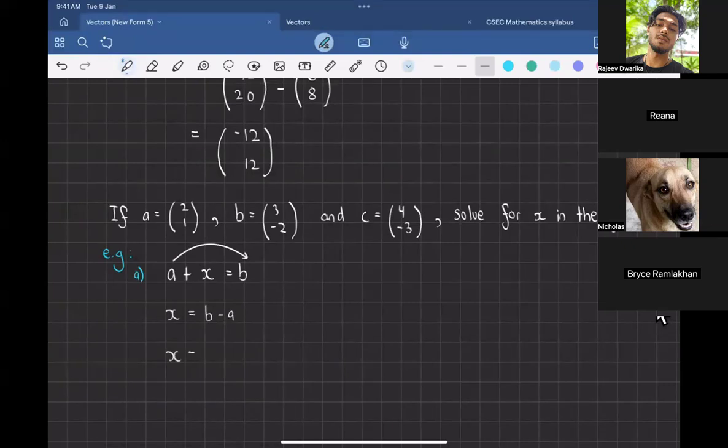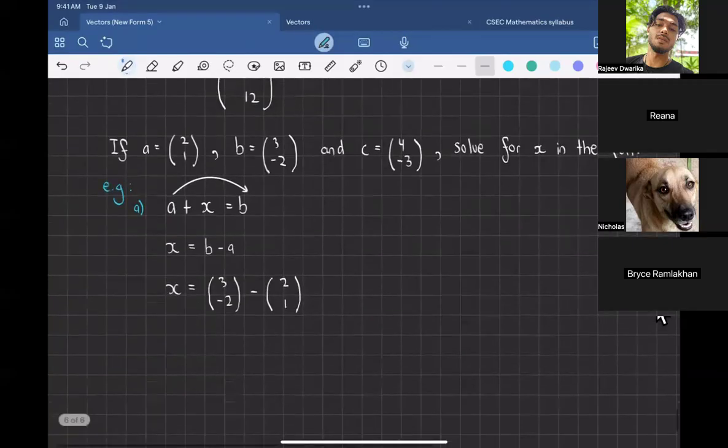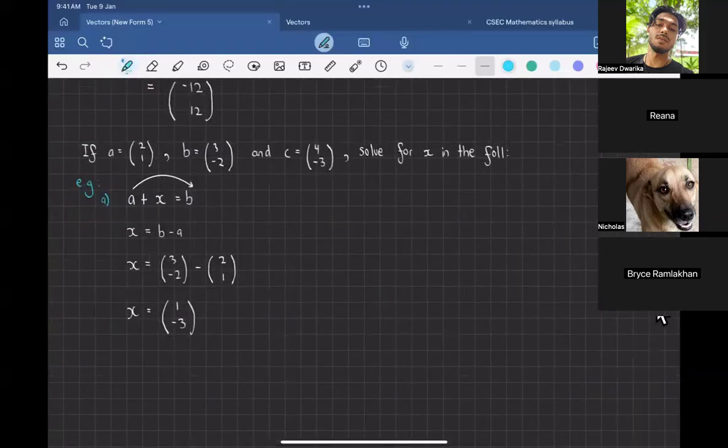Right? And do we know what vector B and vector A is? Yeah. We know that vector B is 3, minus 2. We're gonna minus that from 2, 1. So where's the answer? I don't think it's real hard for this question. It's kind of hard, I understand. So 1 minus 2 is minus 1, I think. Minus 2 minus 1, I think that should be minus 3. I'm not too sure though.